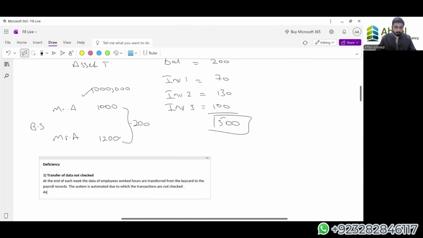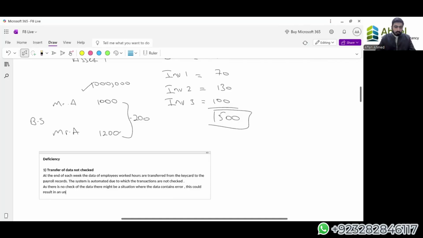Now, as there is no check of the data, there might be a situation where the data contains error. Okay, now we have given them an indication that the data might be transferred. In the transfer, there might be errors. Okay, so what will be the impact here if there is error? This could result in an under or overpayment to the employees.